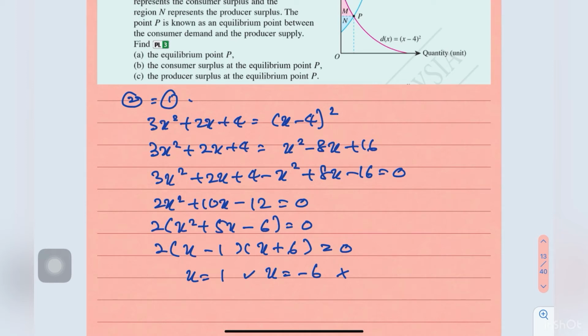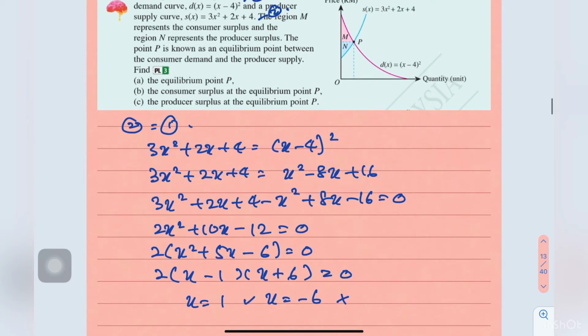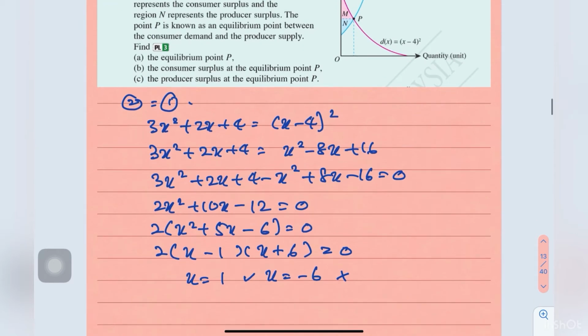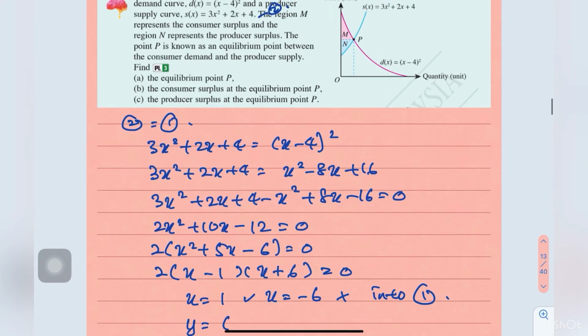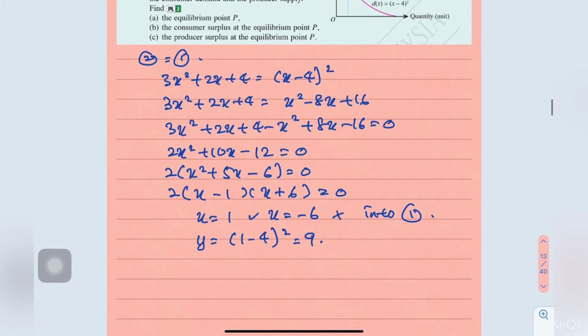When x = 1, we substitute into any equation. I would like to substitute into equation 1. So y = (1 - 4)², which becomes 9. So therefore point P is (1, 9).